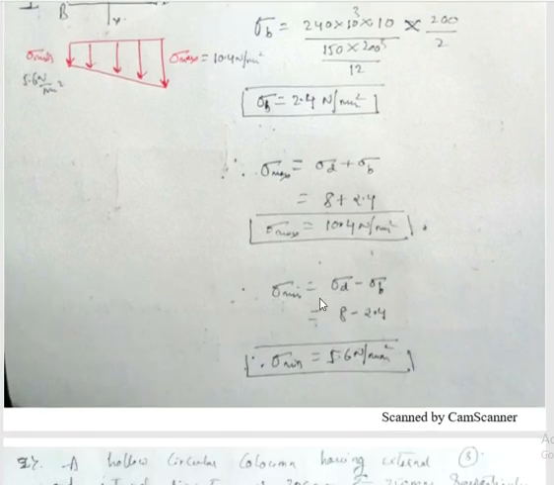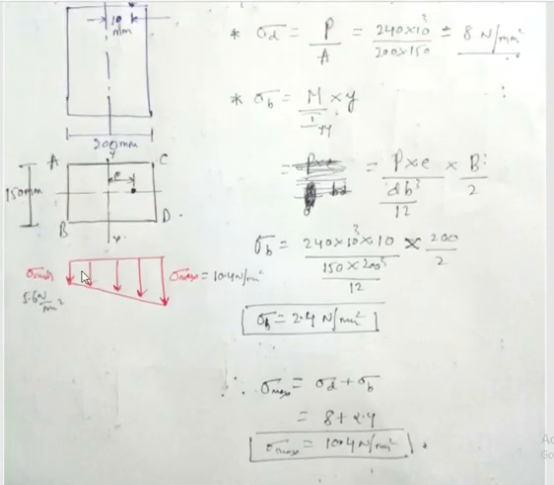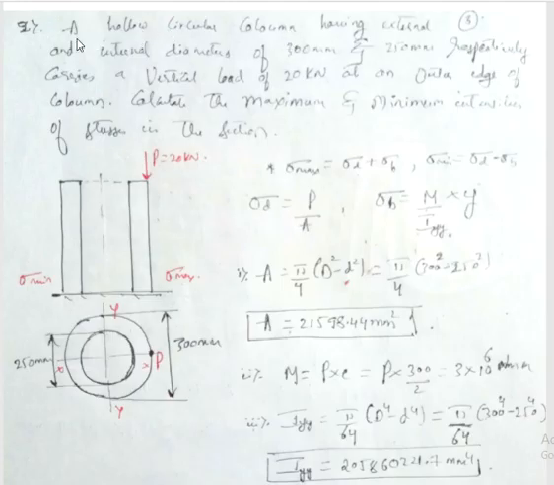Then minimum stress is equal to sigma D minus sigma B, which is nothing but 8 minus 2.4. Again I am going to get it as plus 5.6 Newton per mm square. That means here also the resultant stress is compressive in nature. This was about the first problem. We'll consider the second problem now.